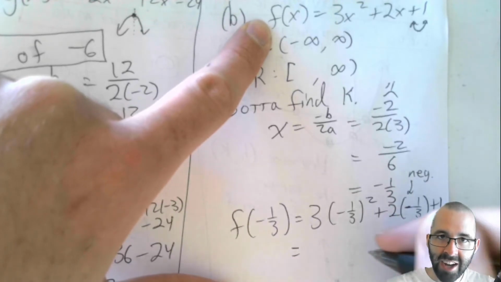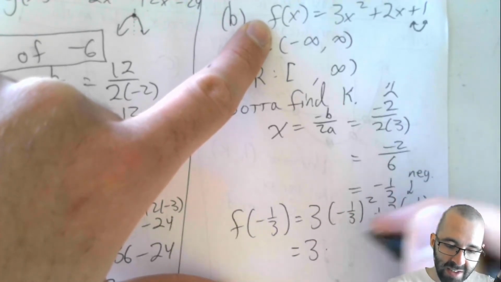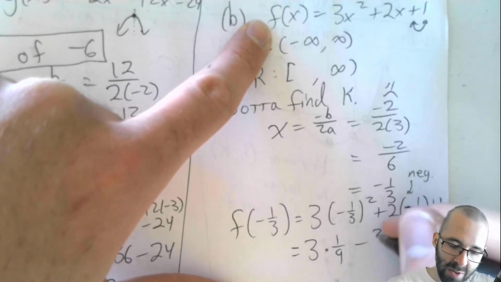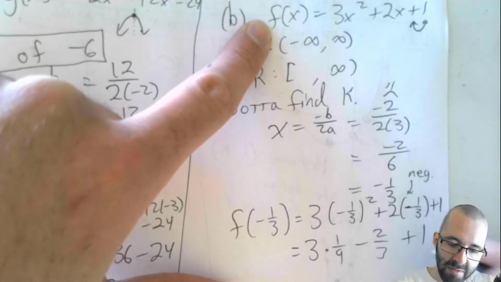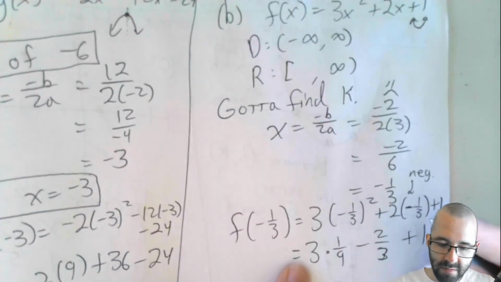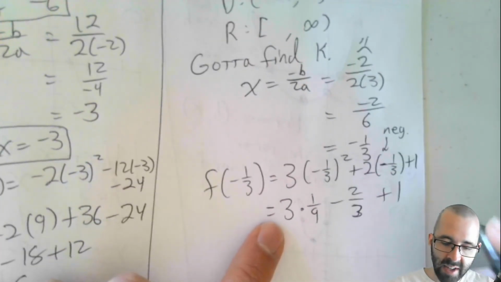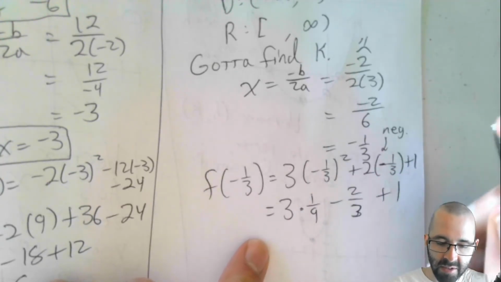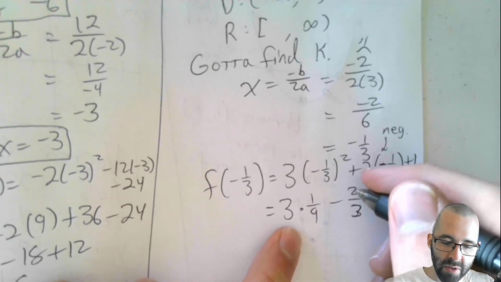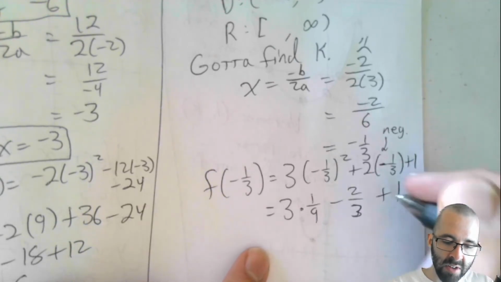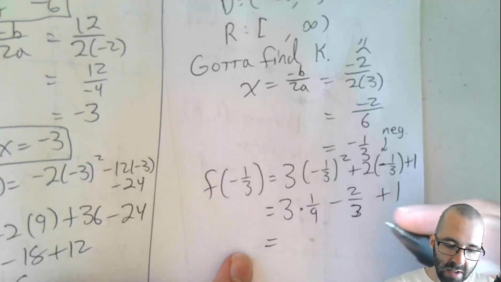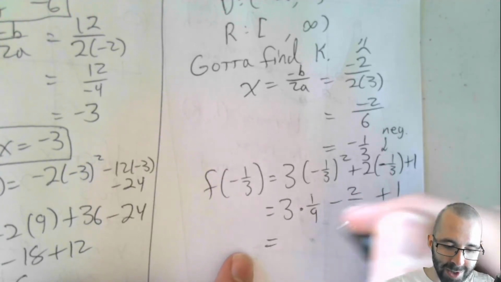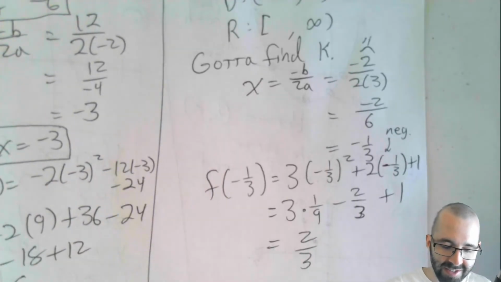And you type this into a calculator and you get 3 times, square this, you get positive a ninth. Multiply this, minus 2/3 plus 1. 3 times 1/9, that's 1/3. Because that's 3/9. 3/9 reduces to 1/3. 1/3 minus 2/3, negative a third, plus 1 is 2/3, positive 2/3.